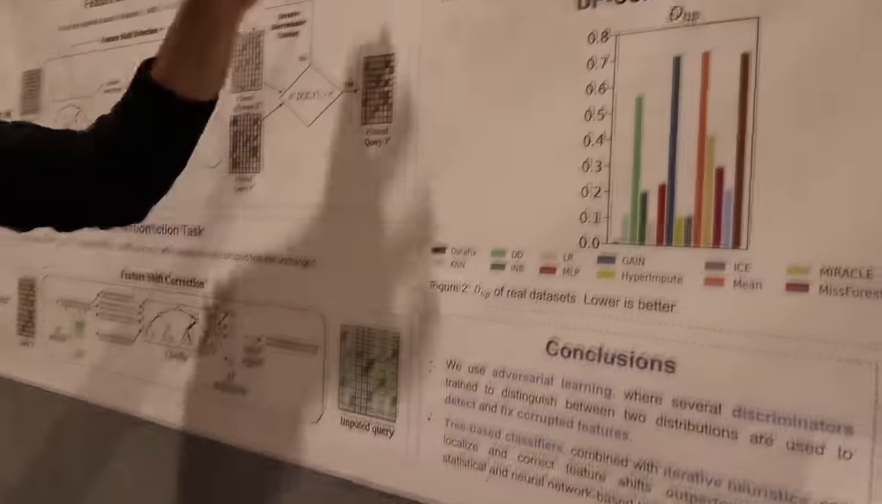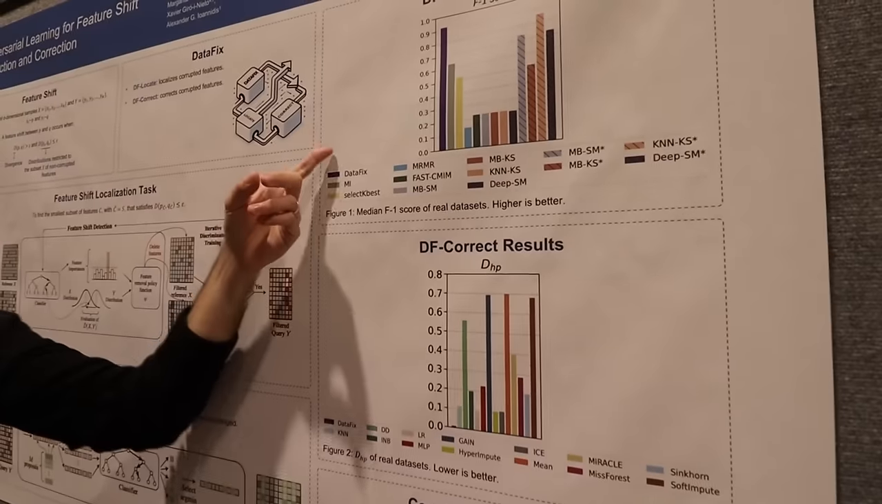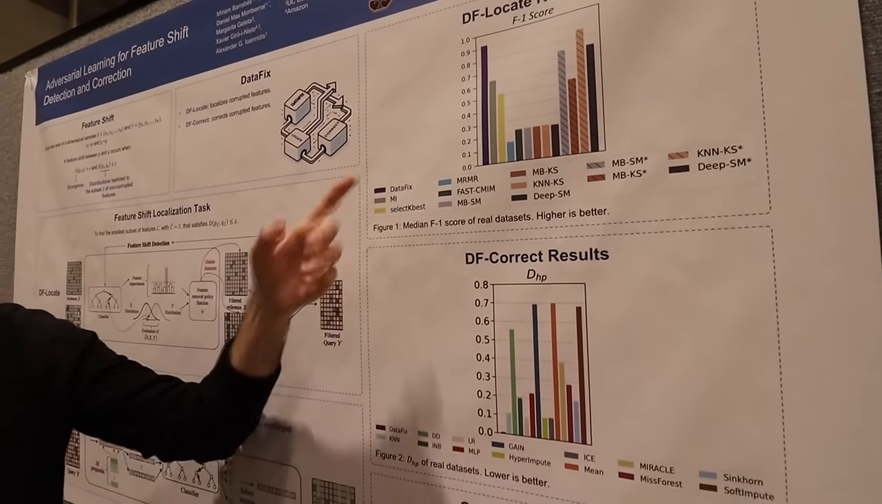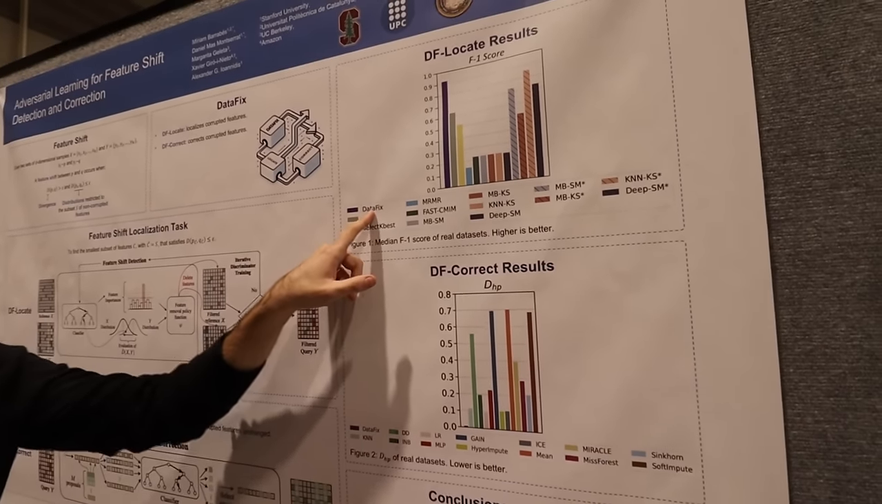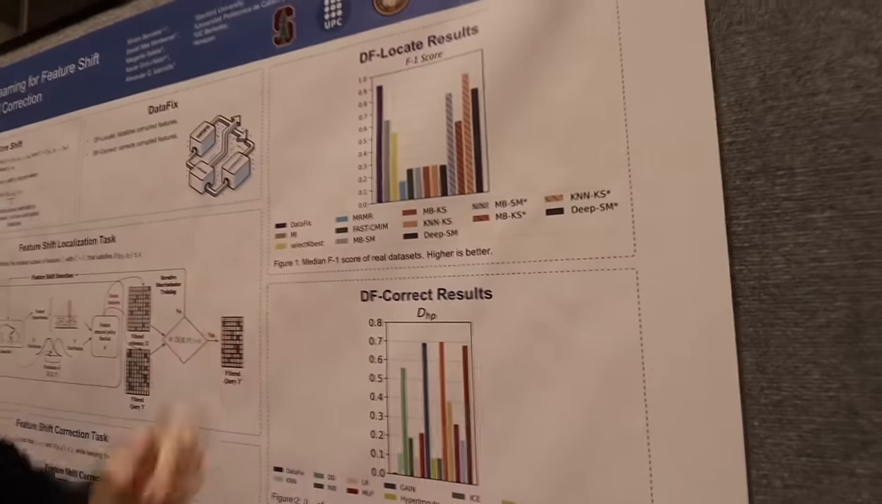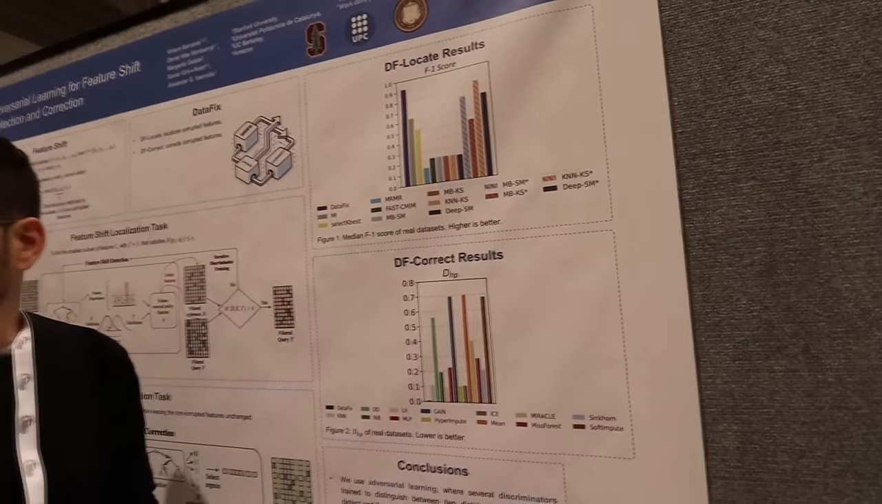We did some evaluation with many tabular datasets and biomedical datasets. This is for the localization task. This is F1 score, the higher the better. DataFix is our technique, and we surpass all the other previous methods. And these ones on the right were the previous state-of-the-art feature localization methods.